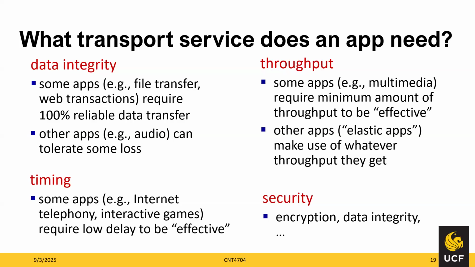Some could be timing. Some apps need data delivered with low delay in real time, like video conferencing, games, or VoIP, that's voice over IP. Also, some applications need throughput, which we talked about. They differ in how much bandwidth they need, such that HD video streaming requires more throughput than sending an email.